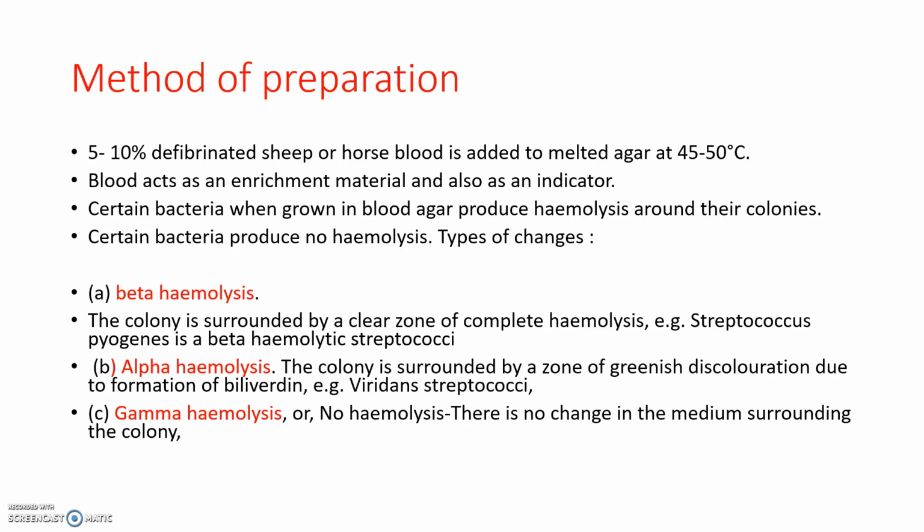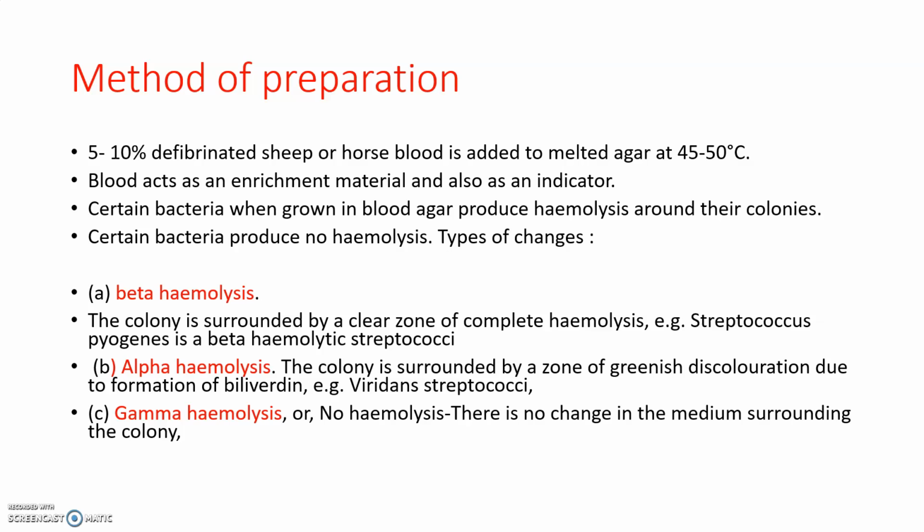Here, 5 to 10% defibrinated sheep or horse blood is added to melted agar, which is already melted at 100 degrees Celsius. We bring the temperature down to 45 to 50, and then we add 5 to 10% defibrinated sheep or horse blood. Otherwise, what happens if we add this blood to the 100 degree temperature agar? It gets lysed.